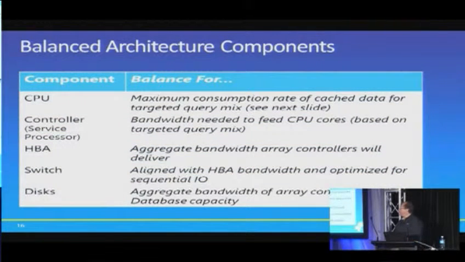So as we said, these are the components we would like to balance, and we'll talk about how we go through that. For the CPU, we're saying we need to maximize consumption of the data, and we'll talk about that on the next slide. The controller is the maximum bandwidth to feed the CPU cores. HBAs are the aggregate bandwidth. And then we have the switch. This is a SAN; we're assuming it's always a SAN. And then the disks. Now, we don't necessarily always assume a SAN.